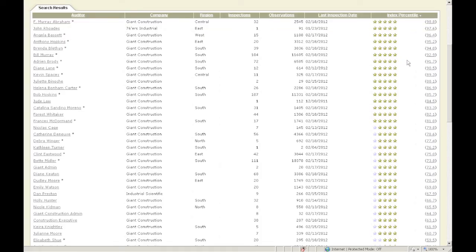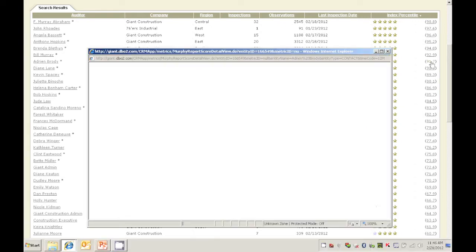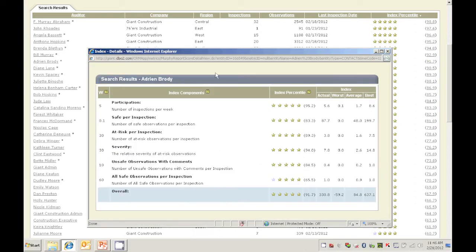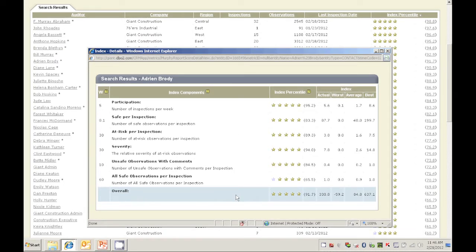Here we have an Observer Summary Report shown in SafetyNet. I've sorted by index percentile to show those observers with the highest ranking, or those that show metrics related to better quality observations. In order to drill down into this information, all you have to do is click on the index rating. This will bring up the component metrics. We are currently looking at 6 metrics related to an individual observer.